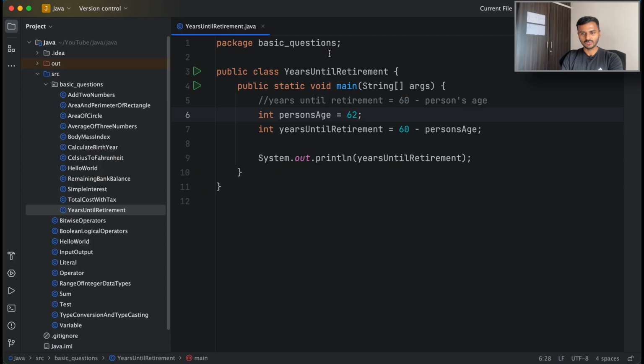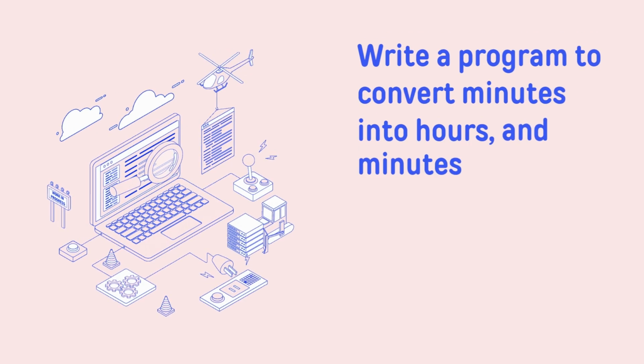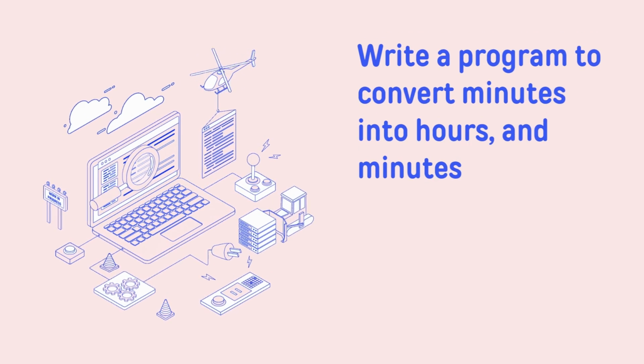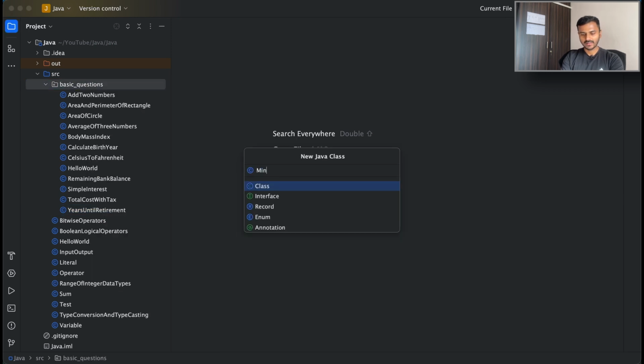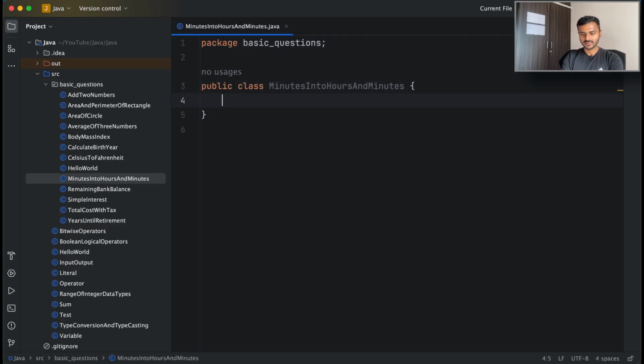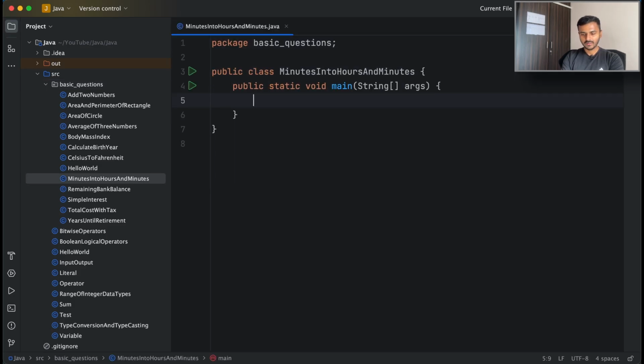And the next question is to take minutes as input and convert that into hours and minutes. So let's see how we can do that. But for that, let's create a class first and name this class MinutesIntoHoursAndMinutes. First of all, let's have a main method. Now let's see if we have total minutes. Let's take an example. Let's say we have got 340 minutes.